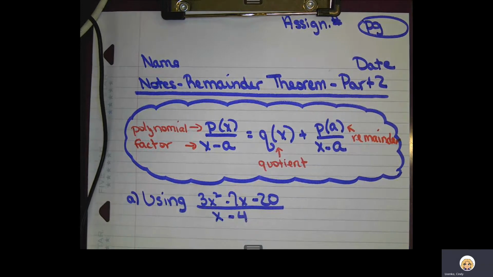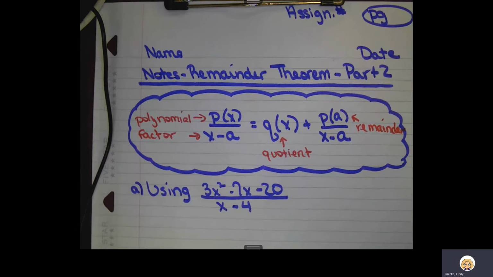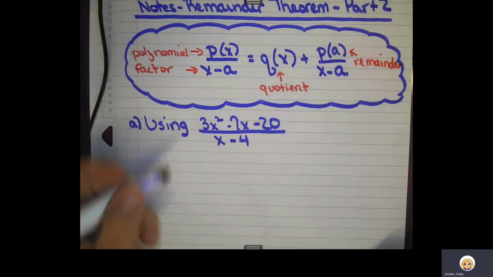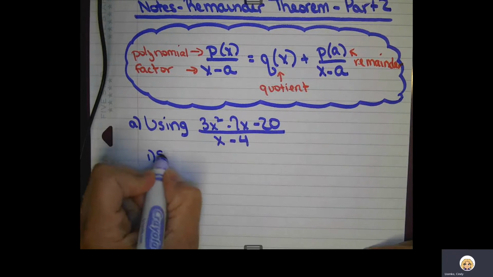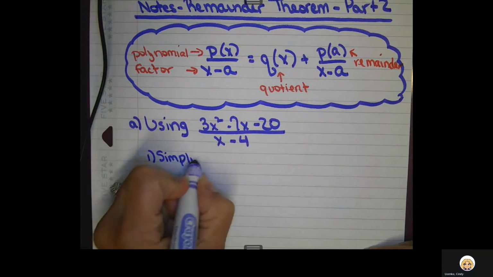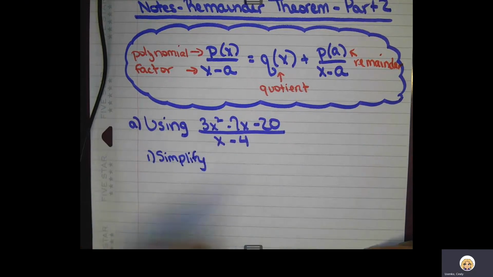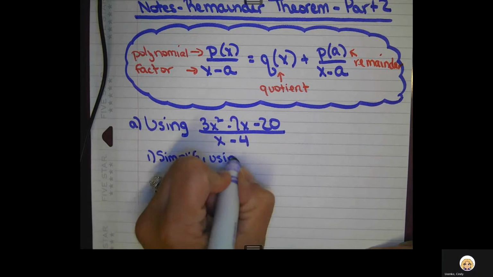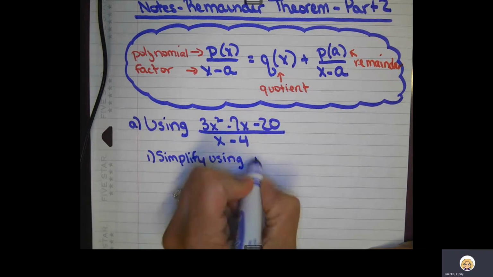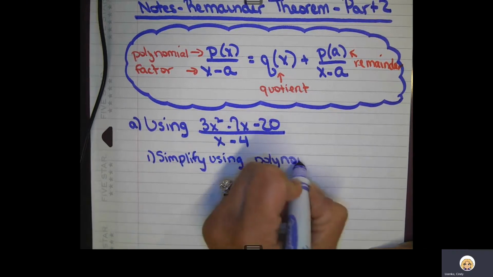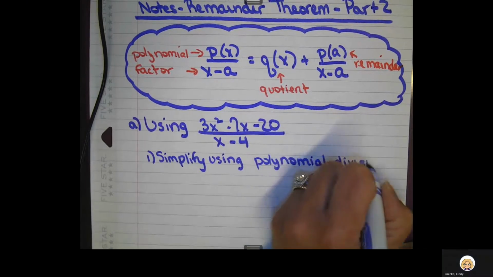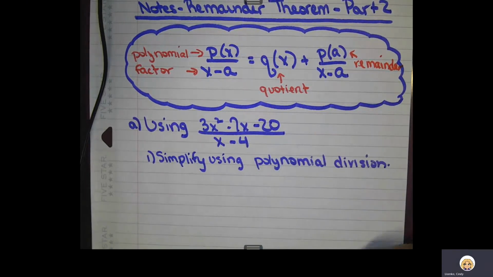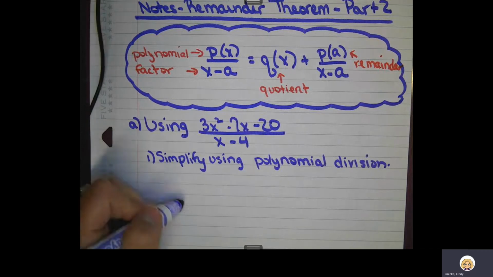We're going to do 3 things for this problem. So we're going to have 1, 2, and 3 in here. So the first thing we're going to do is we're going to write simplify using polynomial long division. That's our first thing that we're going to do. So again, review just because I want to make sure we know how to do long division.